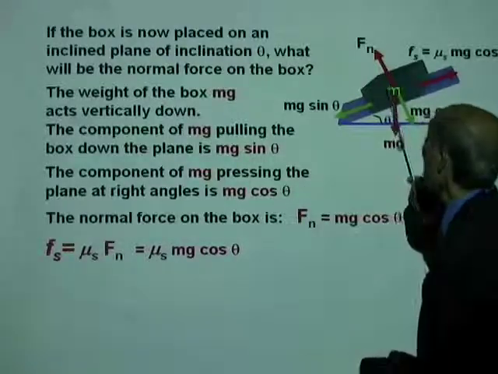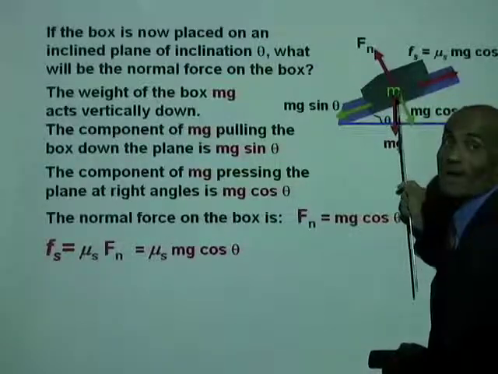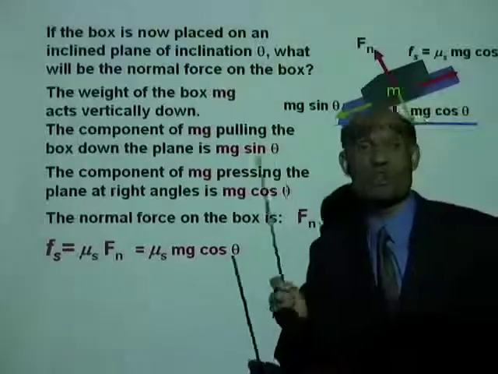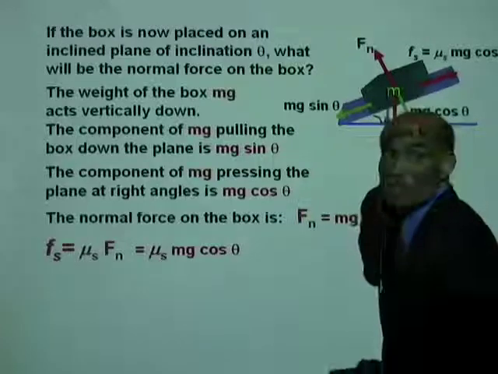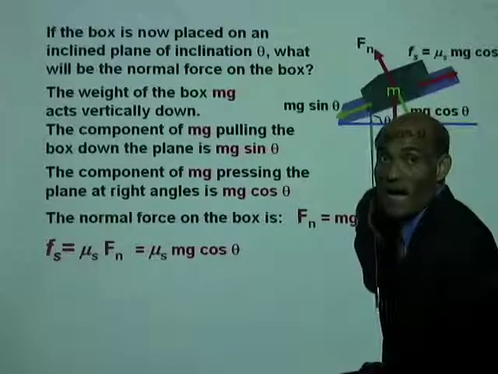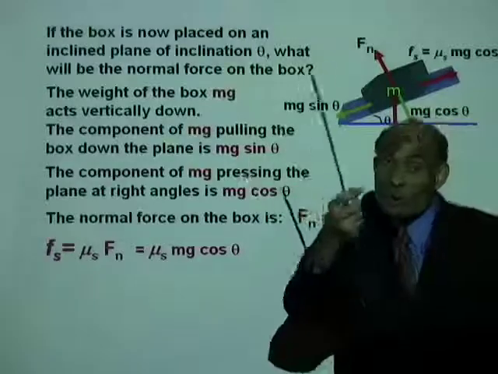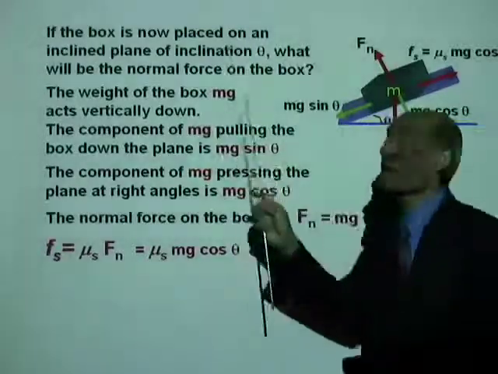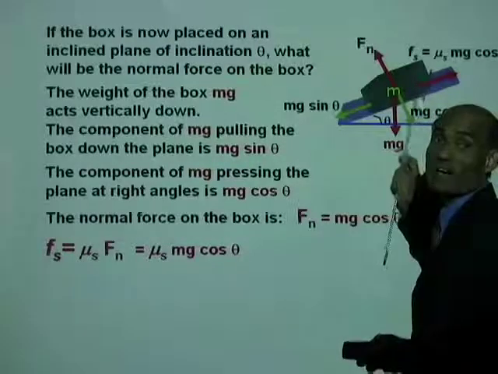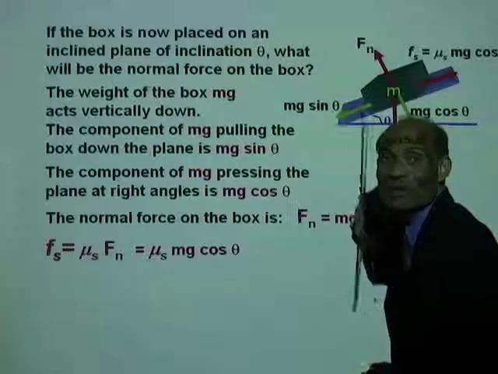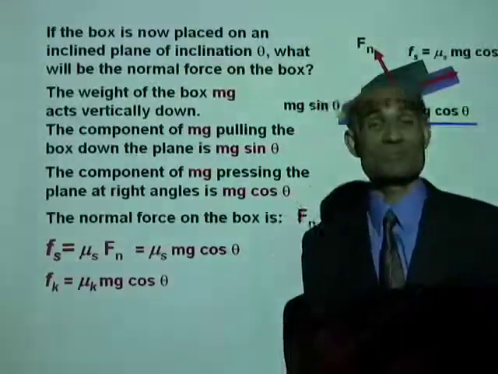If you now want to move this object up, well, remember, the frictional force always opposes motion. If the object is trying to move down, the frictional force will be acting up. If you want to pull the object up the inclined plane, what will be the direction in which that frictional force will be acting? It will be acting downward, because friction always opposes motion.